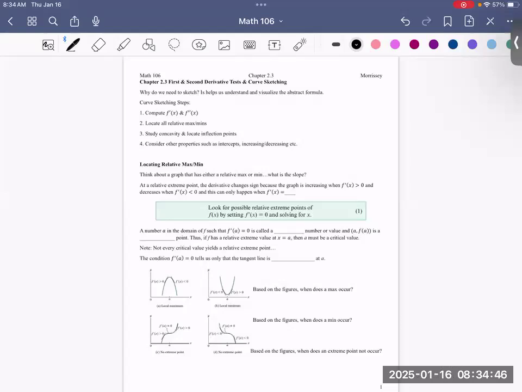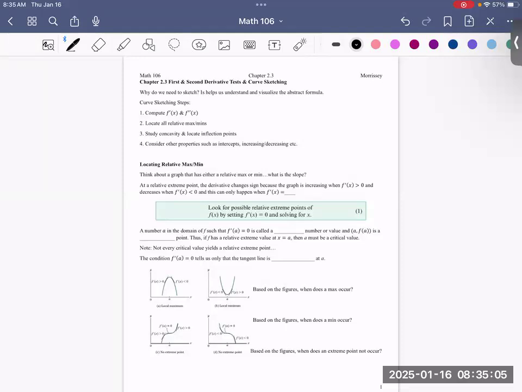Welcome to Math 106, Chapter 2.3, where we talk about curve sketching. We're going to take what we've learned from Chapters 2.1 and 2.2 and now actually transform these equations into a graphical sense. So why do we even need to sketch?